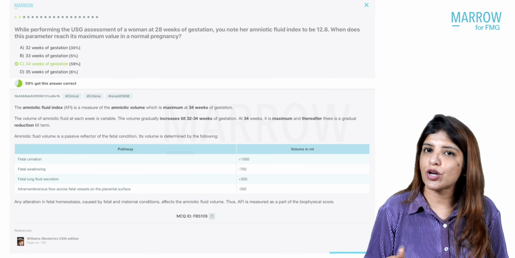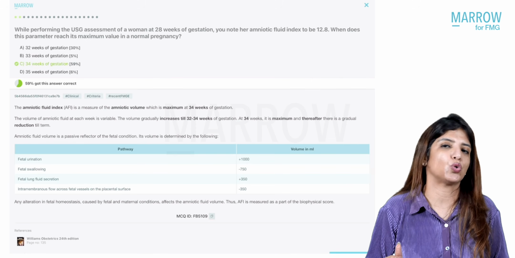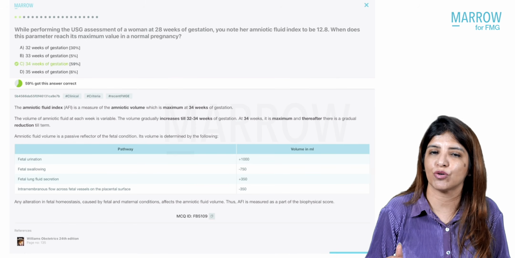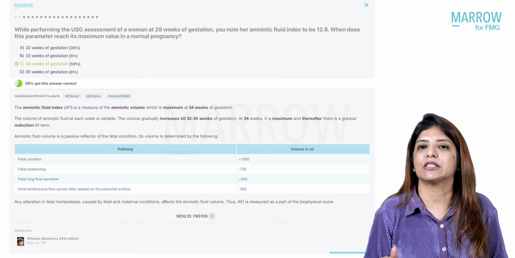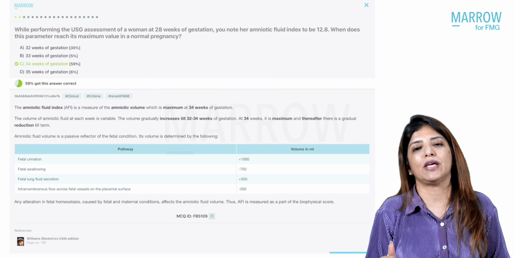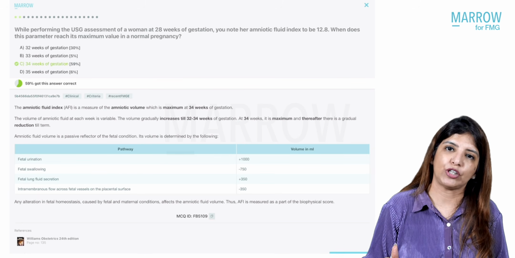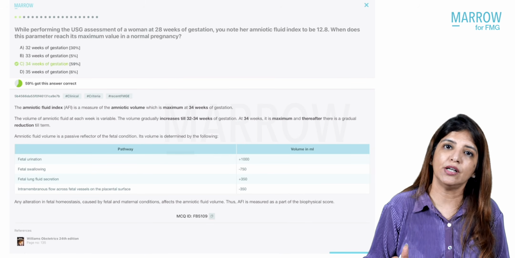So in the first trimester, the major contributor of amniotic fluid is maternal plasma. So amniotic fluid is a transudation from maternal plasma. Between 12 to 20 weeks, the major contributor is fetal skin, and beyond 20 weeks, the major contributor is fetal urine. Overall, the major contributor is fetal urine.